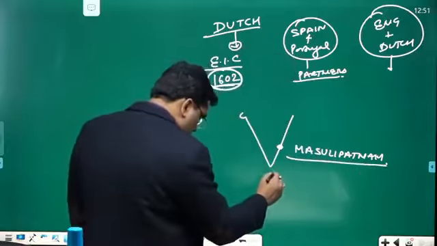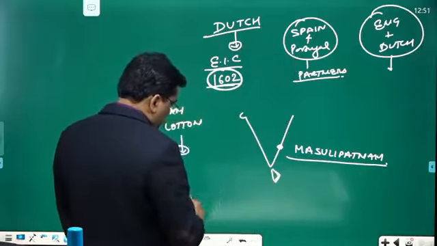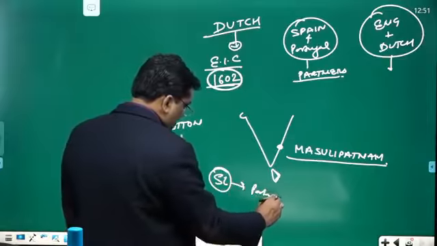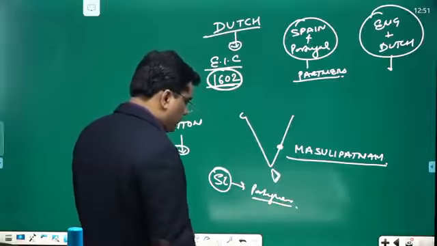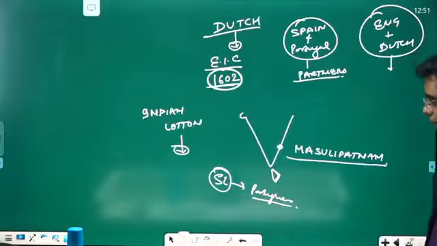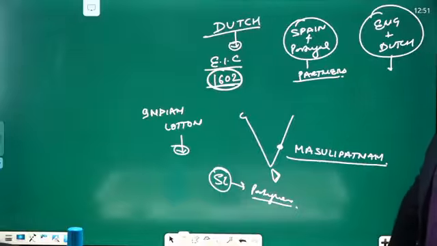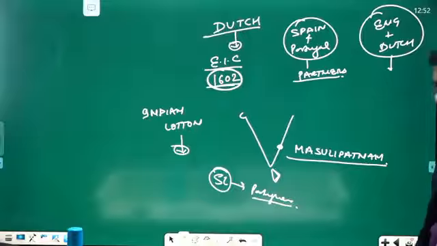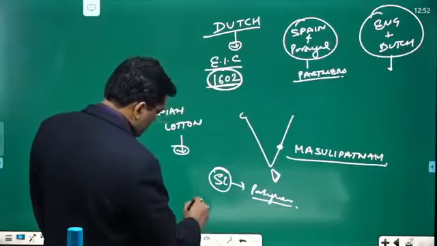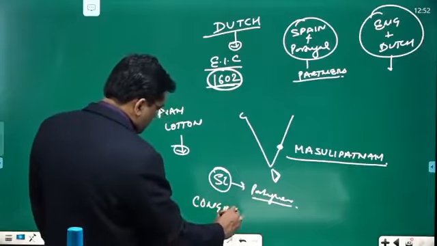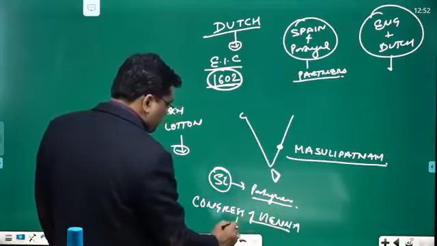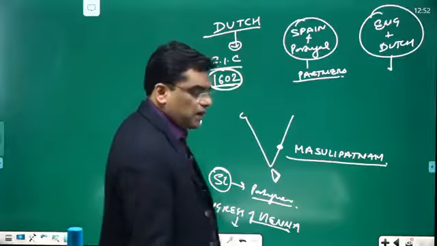Dutch also snatched Sri Lanka from Portuguese. But in the Congress of Vienna 1815, all the Dutch territory was given to France, and from France it was taken by English.